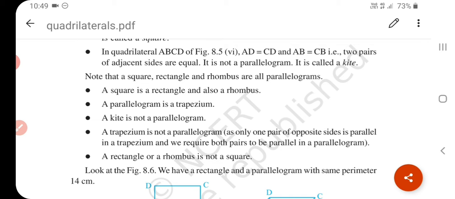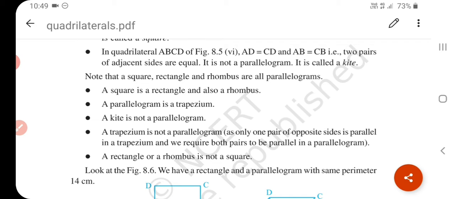Okay. So, what is your theorem number 1? Theorem number 1 says that a diagonal of a parallelogram divides it into two congruent triangles. In a parallelogram, opposite sides are equal, and if each pair of opposite sides of a quadrilateral is equal, then we can say that it's a parallelogram.